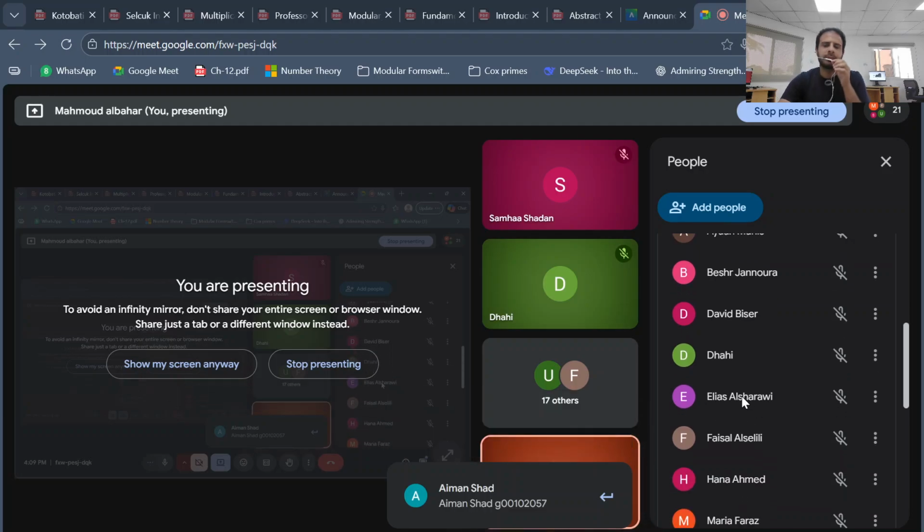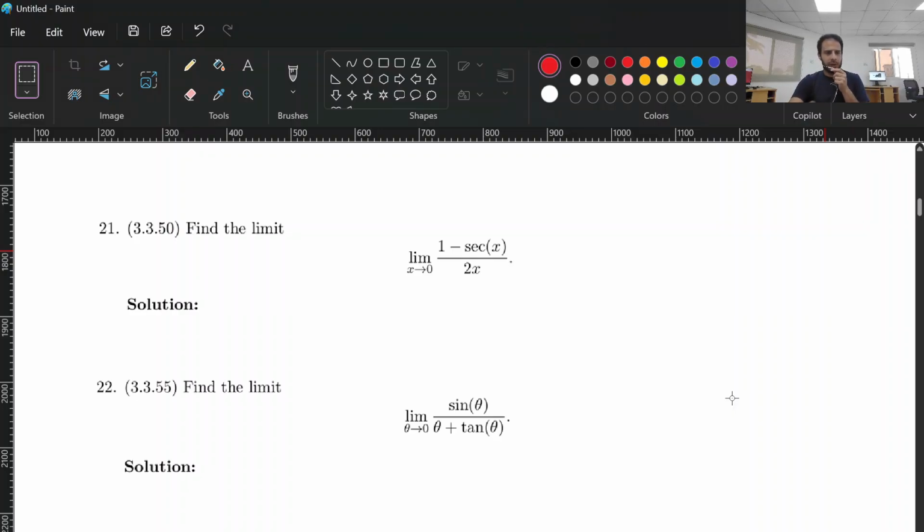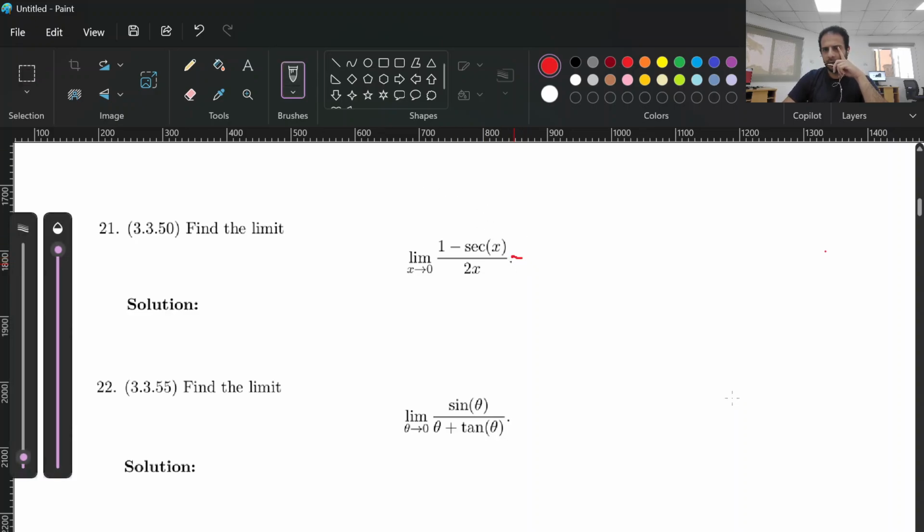Now Elias. Yes, Professor. I need your help with problem 21. I'm not sure where to start. Okay, I will help you. So here we have the limit as x goes to 0. We can write secant as 1 over cosine, right? So 1 over 1 minus cosine x over 2x. Good?